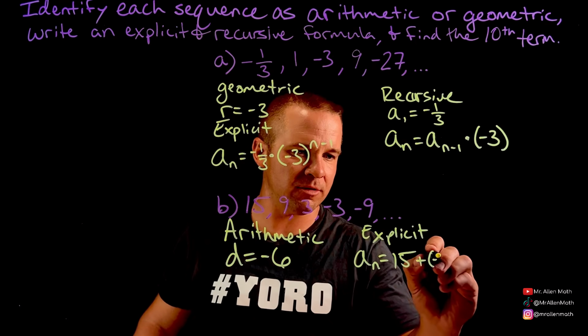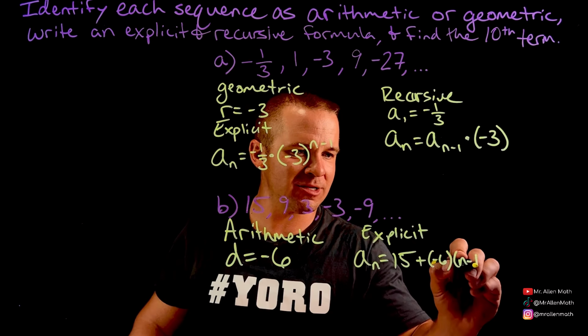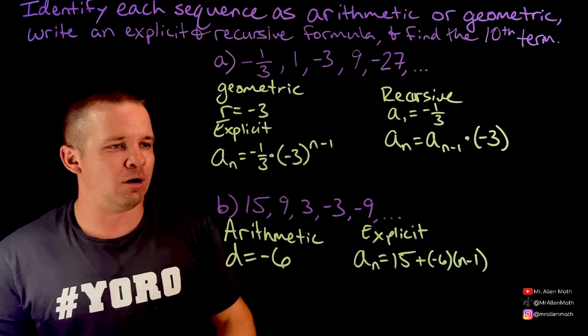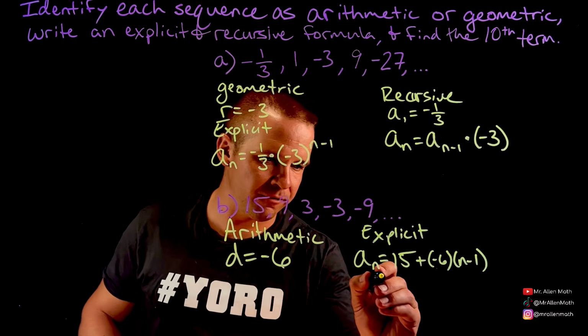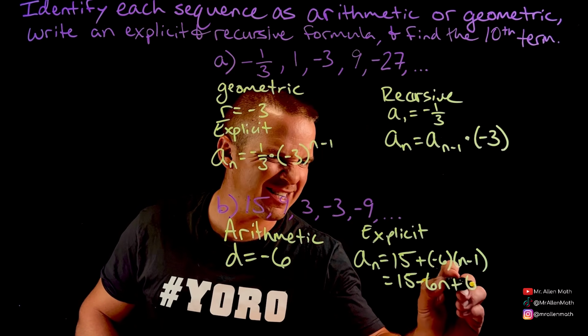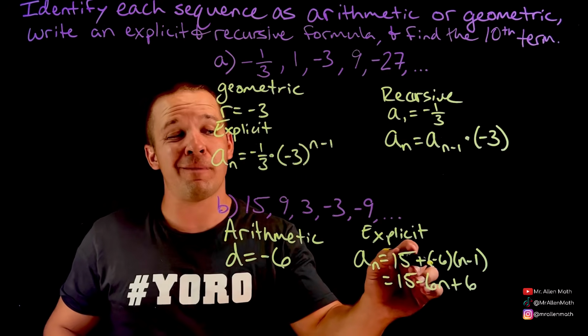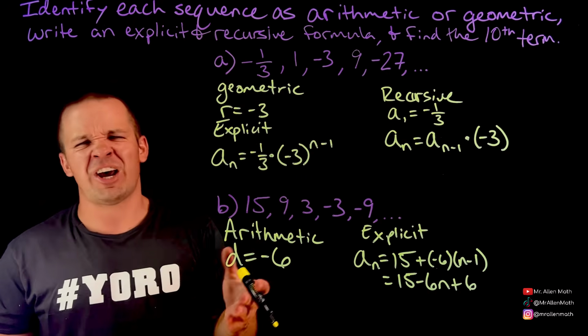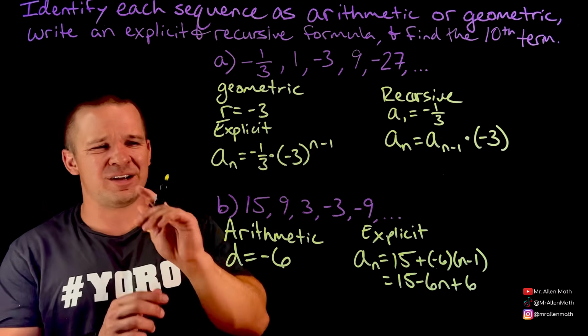Ugh, that's going to look terrible. Times n minus 1. All right. Oh, it's awful. Let's clean this one up for sure. So I got 15 minus 6n plus 6. I could have just done like 15 minus 6 times n minus 1, but I had already written the plus sign, and you know these don't erase that great.